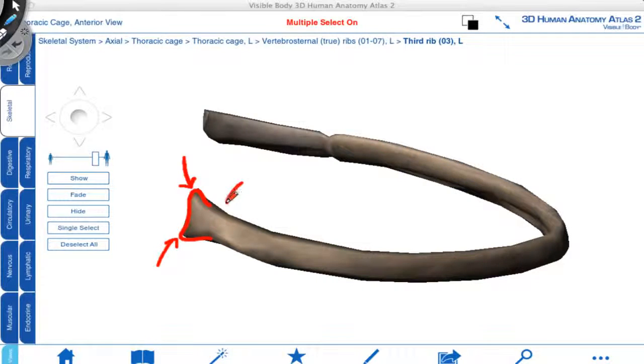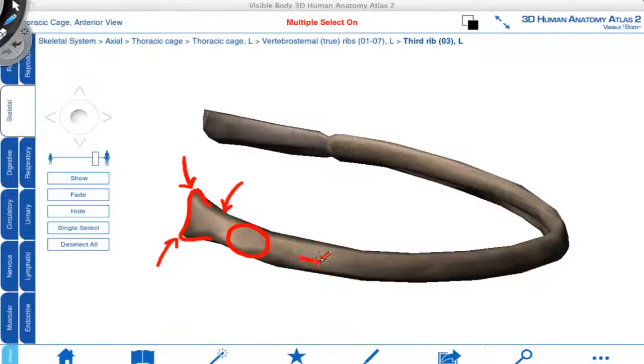Next, we have the neck of the rib. Similar to many other bones, distal to the head is the neck. And then we have the tubercle of the rib. On this particular animation, the tubercle isn't that large, but on many ribs it's quite a big prominence, which we can easily see. So this is called the tubercle of the rib. And then we have the shaft of the rib.